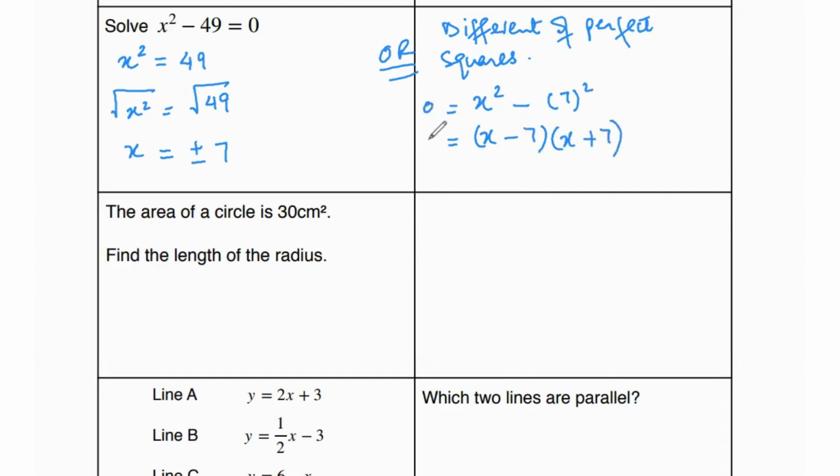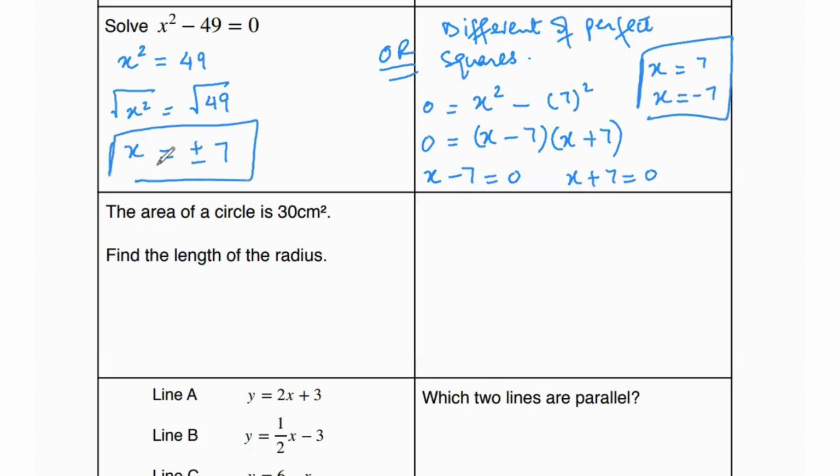And since they're equal to 0, x minus 7 equals to 0, and x plus 7 also equals to 0, which leaves us with x equals to 7 and x equals to negative 7, which is the same as what we got over here. So both ways are correct as long as you're doing them the right way and getting the right answer.